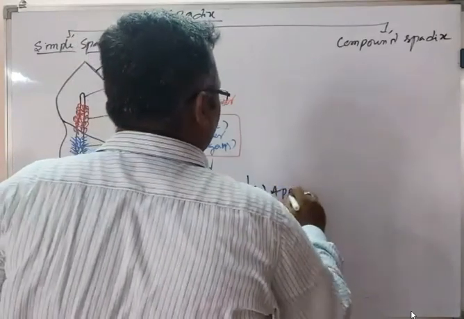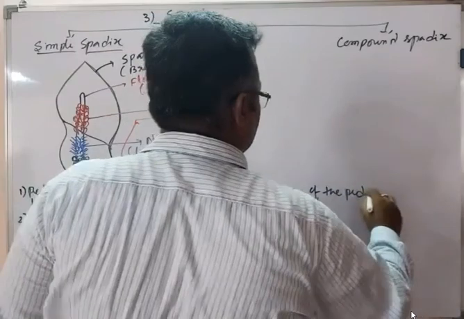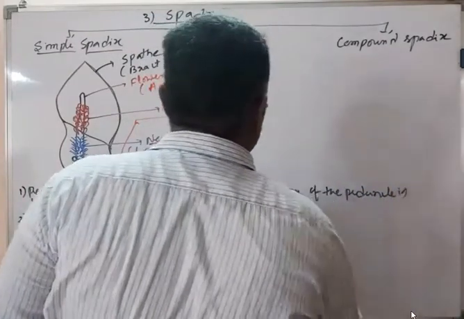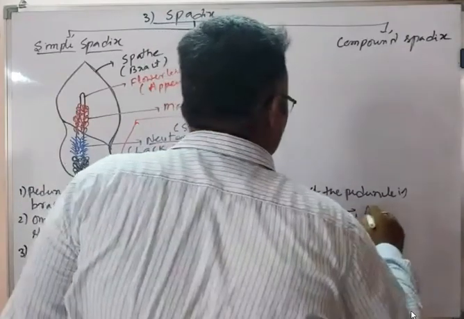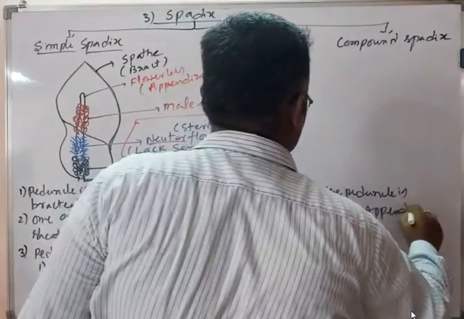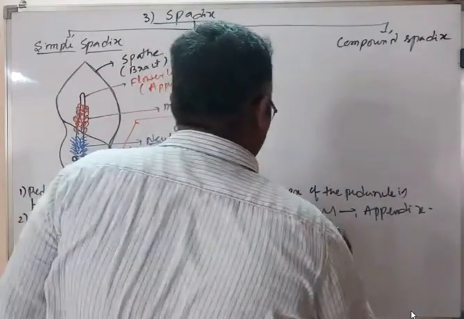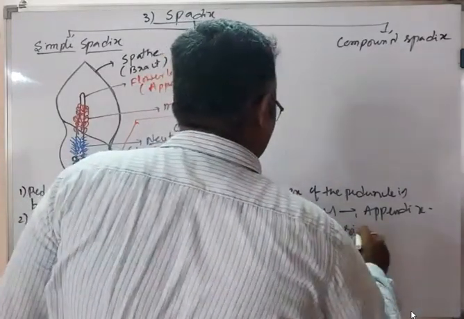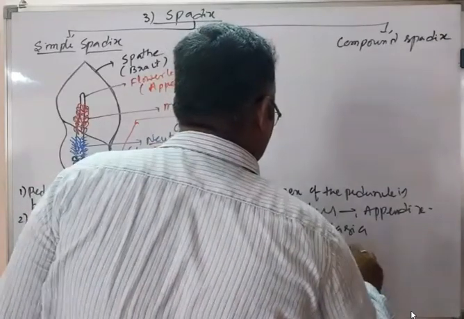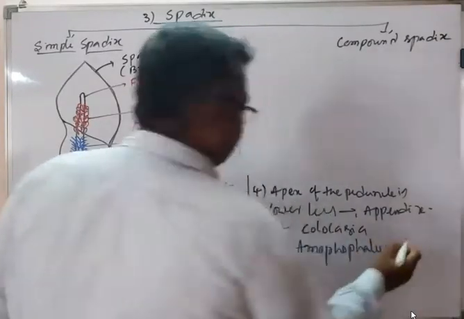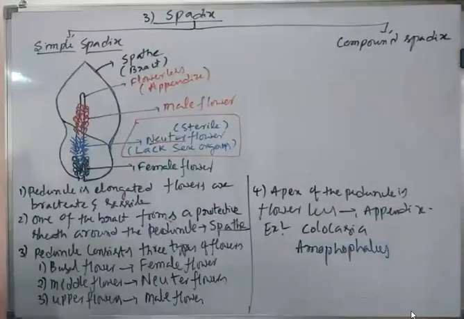The apex of the peduncle is flowerless. It is called appendix. Example, Colocasia, Amorphophallus. Colocasia, Amorphophallus.